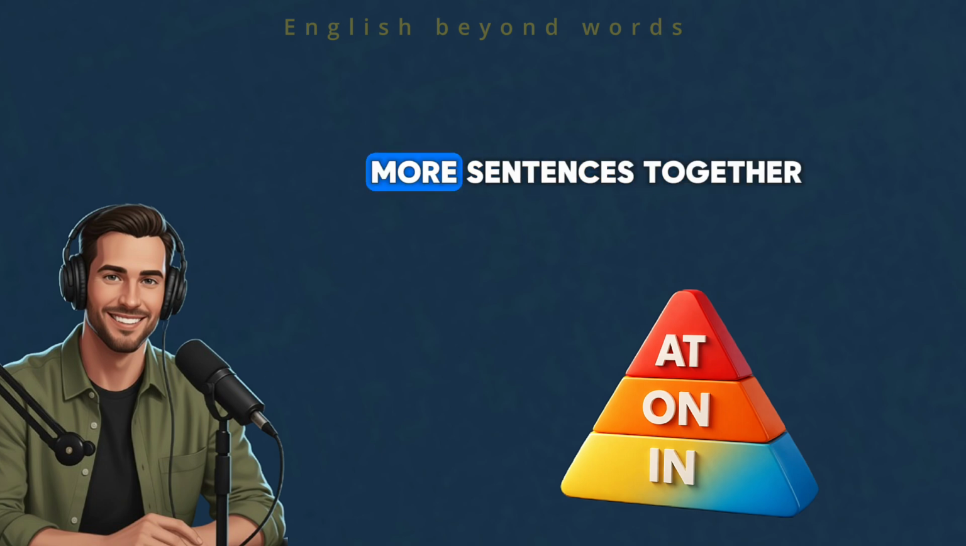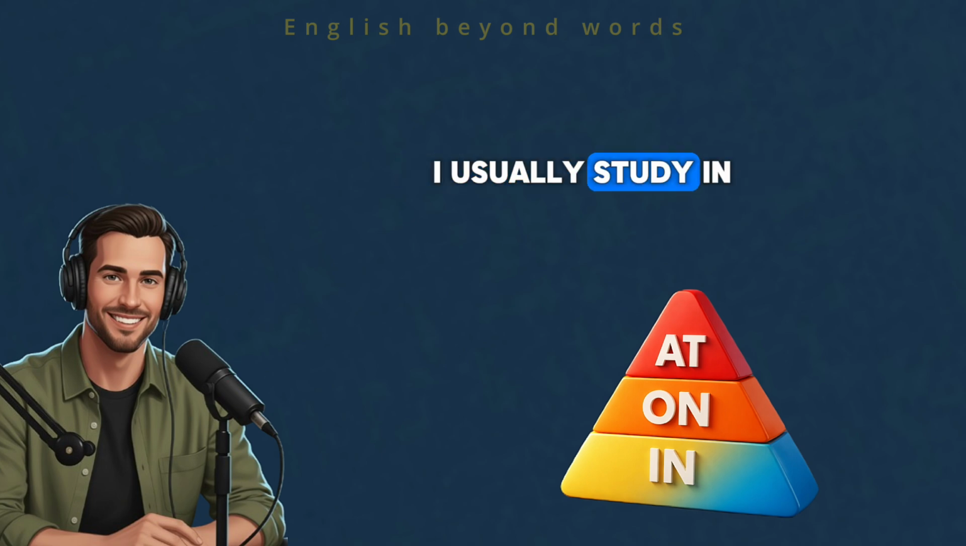Let's practice a few more sentences together. I'll say them slowly and you repeat. Ready? I usually study in the evening. Repeat. I usually study in the evening. My exam is on Friday. Your turn. My exam is on Friday. The exam starts at 10 a.m. Say it. The exam starts at 10 a.m. See how we used all three? In the evening, on Friday, at 10 a.m. Each one has its place.